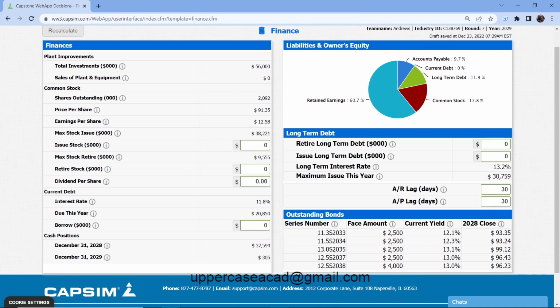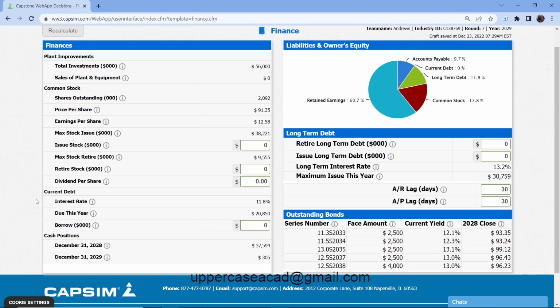Then the maximum stock issue. Here you'll see the amount that you can issue in that given year. After deciding the amount that you want to issue, you'll put your values here. Then you have the maximum stock retire. The amount that you can comfortably retire that given year is 9,555,000. You'll put your value here. Issuing of stock will help increase your leverage. So if you have low leverage and you issue stock, your leverage will go up.